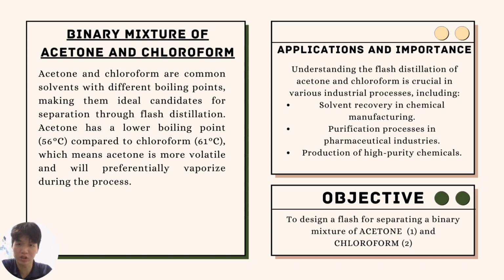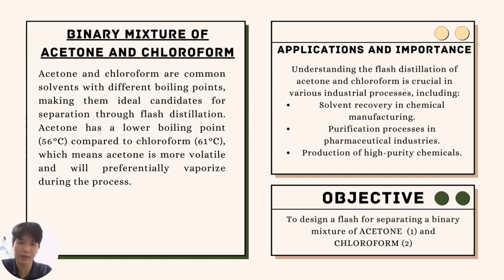So the binary mixture of acetone and chloroform are common solvents with different boiling points, making them ideal candidates for separating through flash distillation. Acetone has a lower boiling point, which is 56 degrees Celsius, compared to chloroform, which is 61 degrees Celsius, which means that acetone is more volatile and will preferentially vaporize during the process.